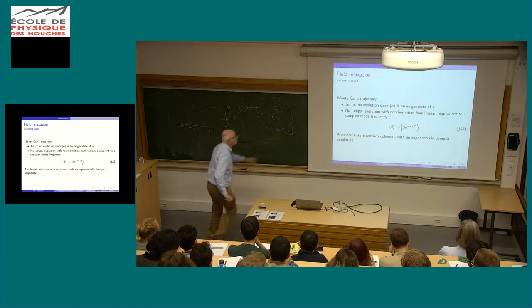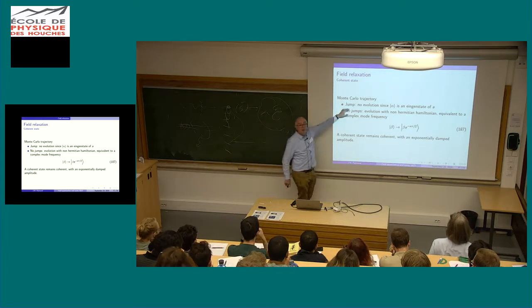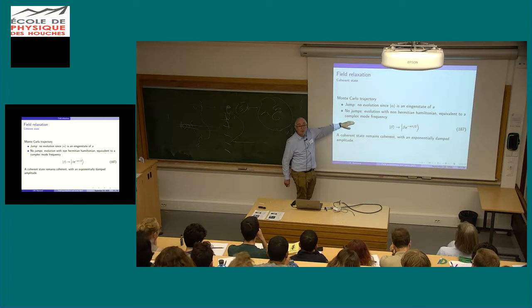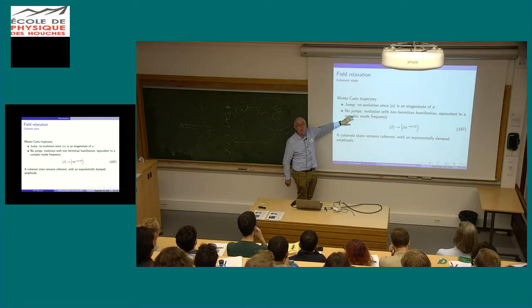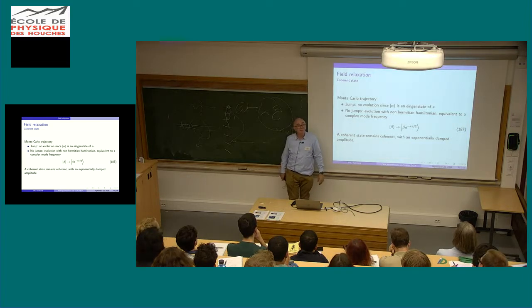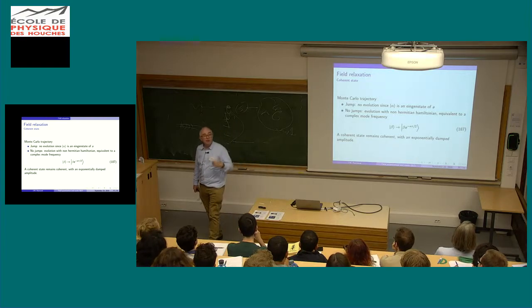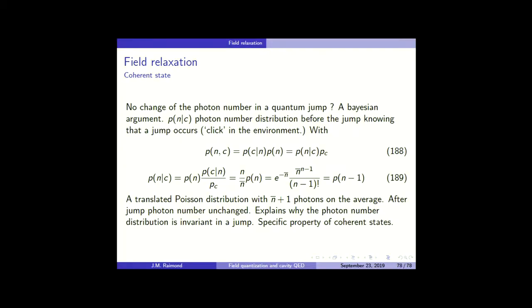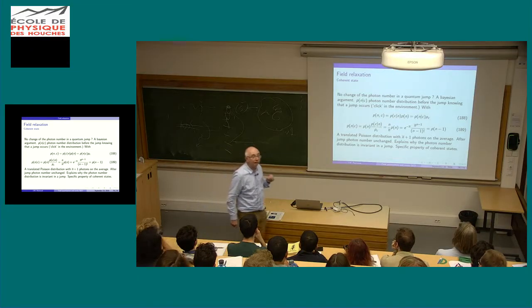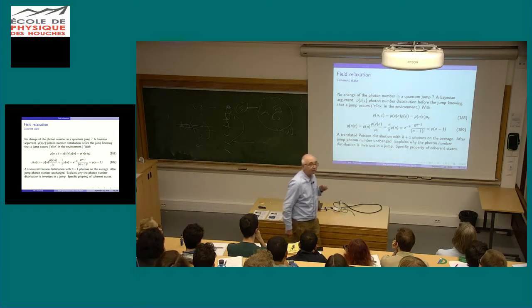Because nothing happens when there are jumps. So jumps, which are the random part of the evolution, get away, and you just get an effective Hamiltonian evolution with an imaginary frequency. Isn't that surprising? Isn't that puzzling? How come? I'll just give you a hint. How come the coherent state is not modified when you extract a photon?